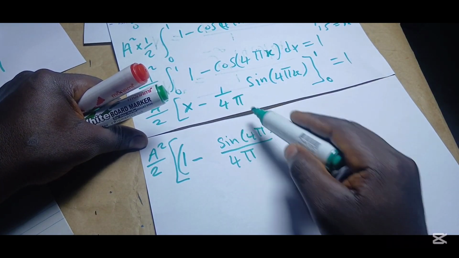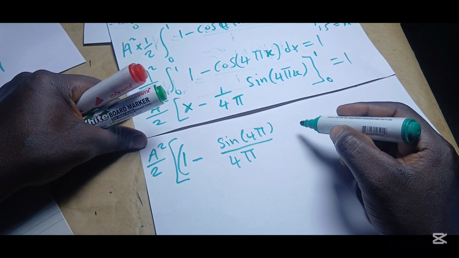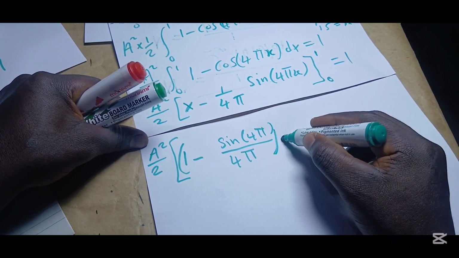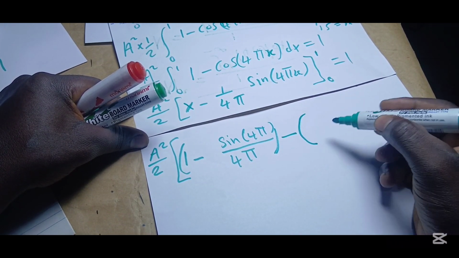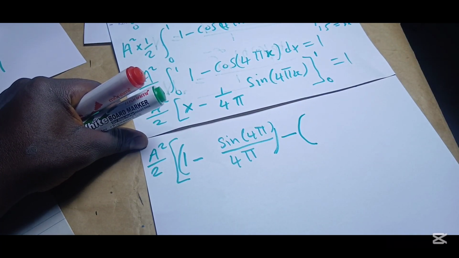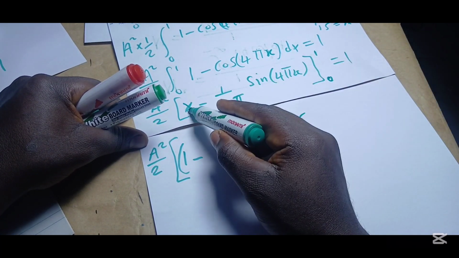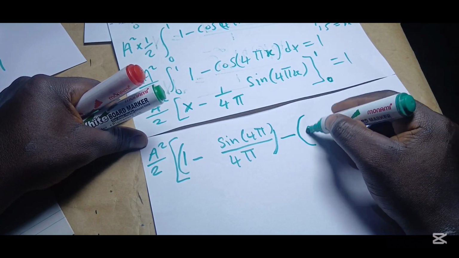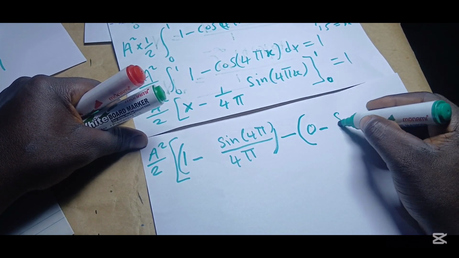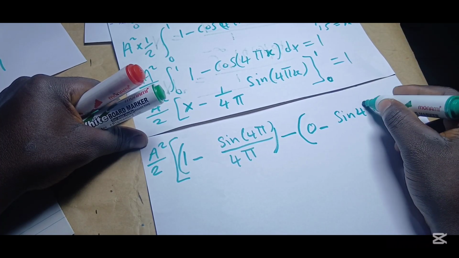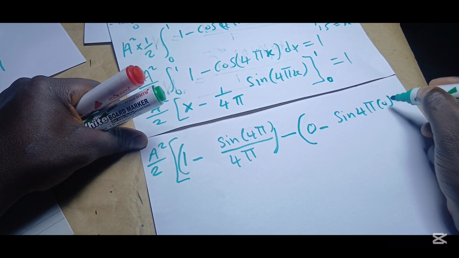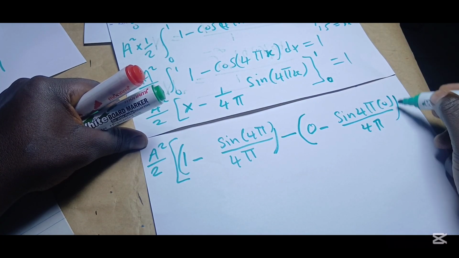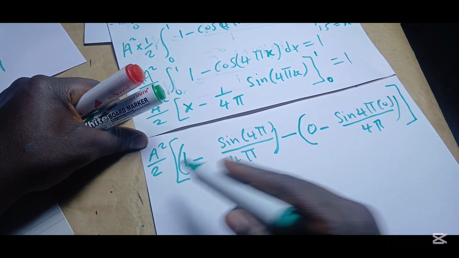Then minus, we now put in the lower limit. We subtract that from that. Wherever we see x, we replace it by 0. So 0 minus sine 4 pi times 0, which is 0, all over 4 pi. They are all multiplying a squared over 2.